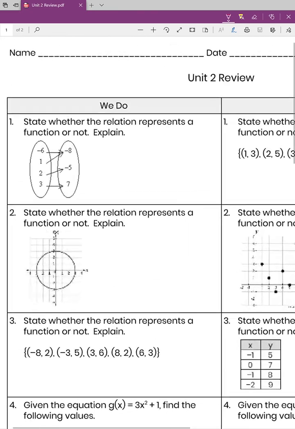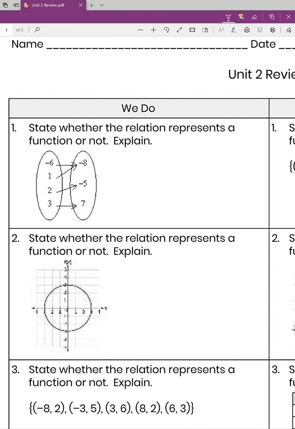Number 1 says state whether the relation represents a function or not, and then explain. So remember, a function is when the x values do not repeat. Let's look at this map and turn them into points so it's easy to see what the x and y values are. First we have -6, which has an arrow pointing to -8. So that point is going to be -6, -8. Then we have 1 pointing to -8. So that's going to be 1, -8.